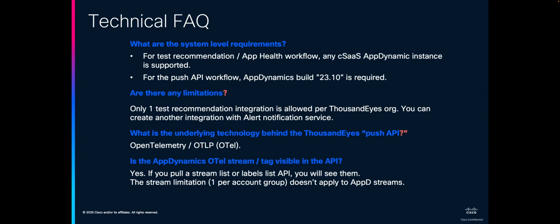These are some of the technical frequently asked questions. First of all, what are the system level requirements for test recommendations and the app health workflow? Any CSaaS AppDynamics instance is supported. It does require that it is at least version 23.10. If you're on SaaS, you probably don't have to worry about it. And then you can only do one test recommendation per ThousandEyes organization.